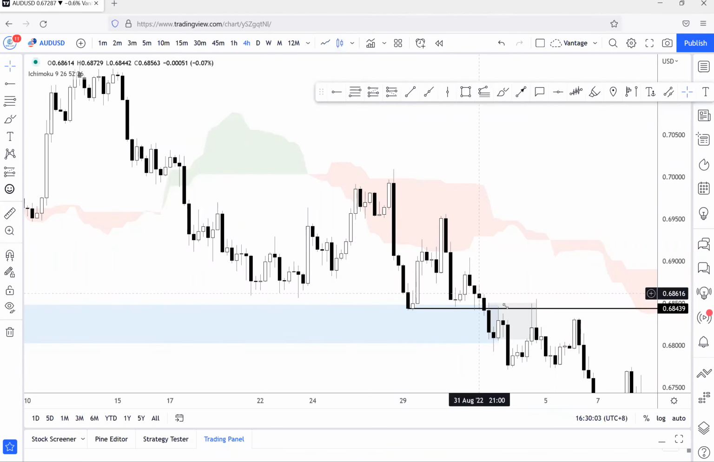So this is the supply region that we have over here. And what happens is that price came in and it just wicked slightly above this region. So recall that we talked about liquidity sweep earlier on, right? So this is your liquidity sweep. Price came in, it sweeps slightly higher.